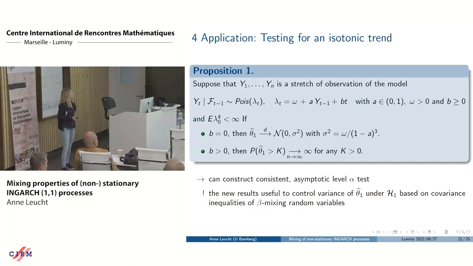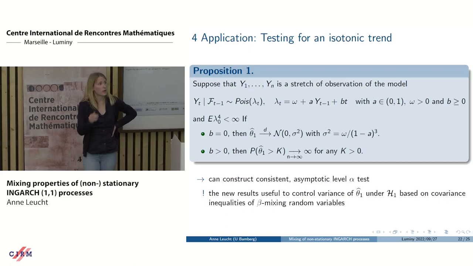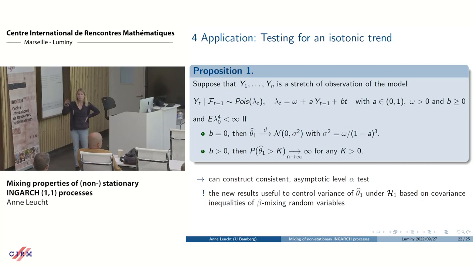And actually, we proved things for the special case of this linear INGARCH model with a deterministic trend here. And so under the null hypothesis, so b equal to c equal to zero, we get asymptotic normality. And actually, I mean, this could be proven without our new results, because then you are in the stationary setup. So the point where we used our results is the alternative, showing that this guy explodes under the alternative.